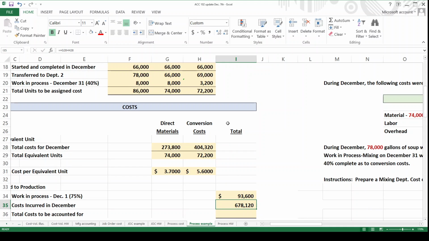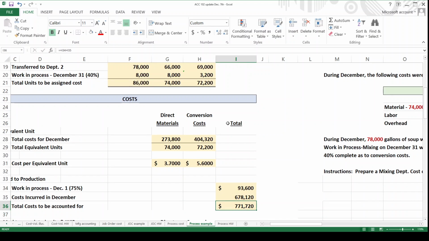$678,120. All right, that's the cost of the beginning WIP that was given. These are the costs that were added in December. What's the total? Just add them together. And now we have to account for that $771,000. Where is it? Where is the $771,000?